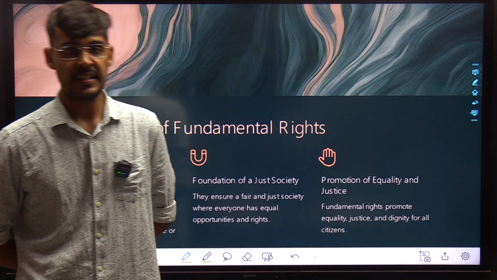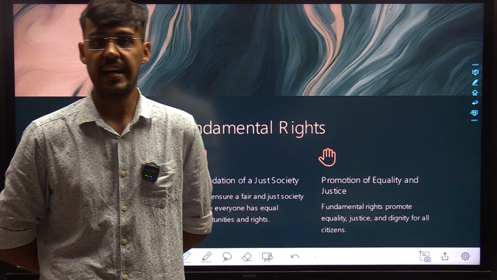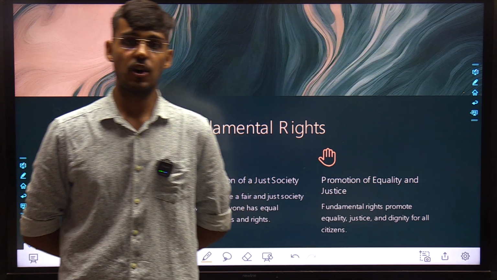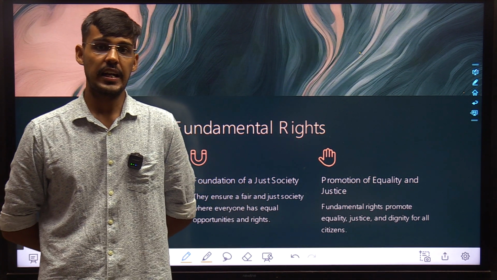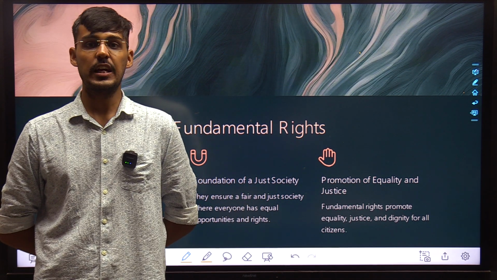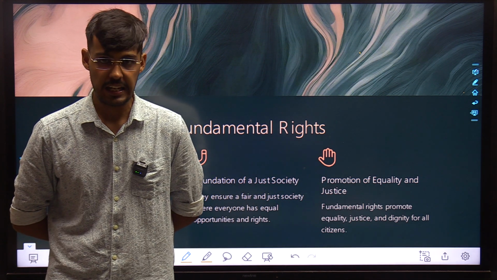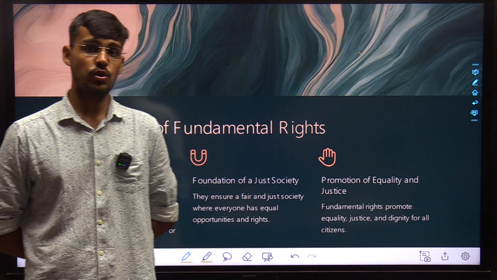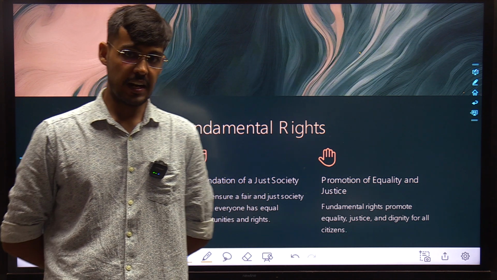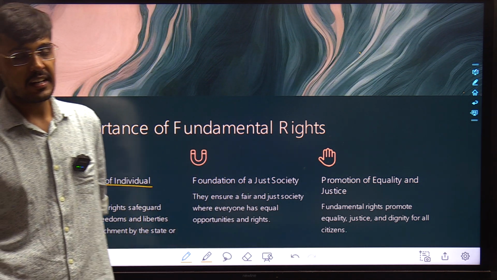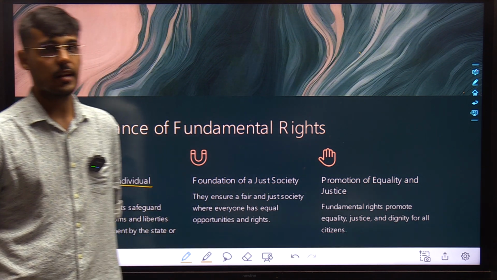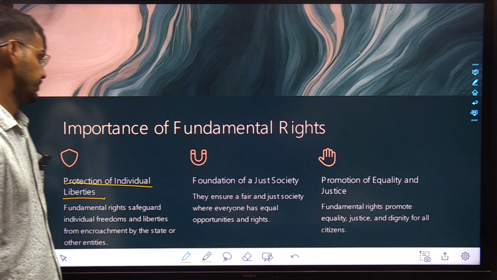We see in present circumstances countries like North Korea etc. which are not just societies. They are highly unequal societies. Their polity is a dictatorial polity. There are no rights to individuals. But in our country, India, the fundamental rights ensure that our society remains a just society.